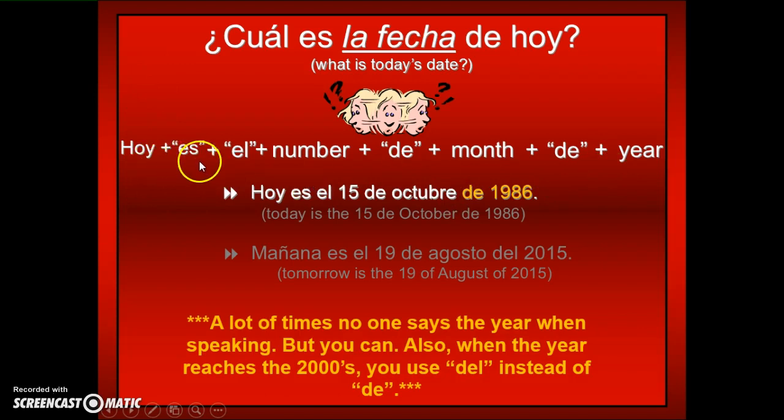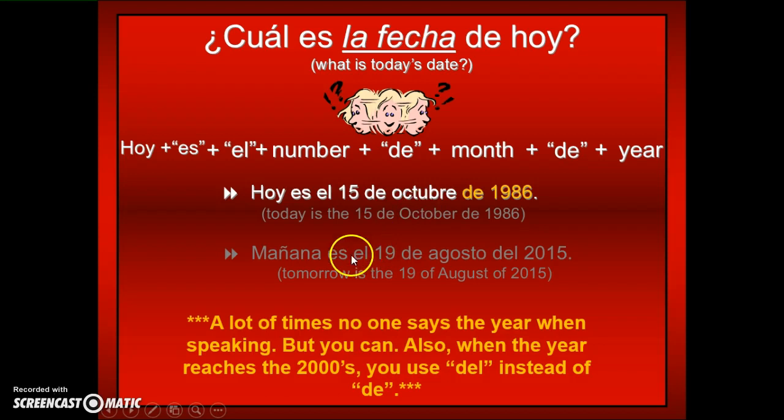Hoy plus es, that looks familiar, plus el, plus number, plus day, plus month, plus day, plus year. The day and the year, and I put it in orange so you could see, this is not necessarily required unless they're specifically asking for the year. Okay? Here you go. This is how you would say today is the 15th of October of 1986. En español, hoy es el 15 de octubre de 1986. I won't get into those numbers right now. Okay, so just follow this formula when someone asks you what the date is, and you'll be totally fine.